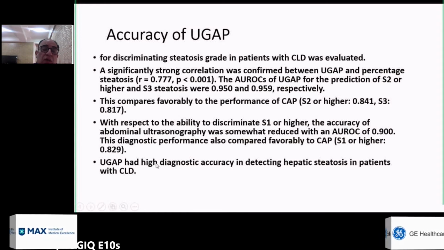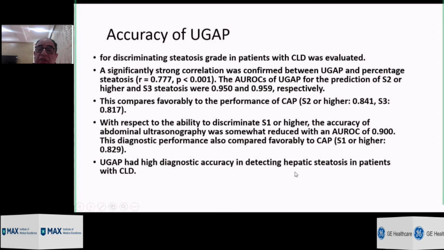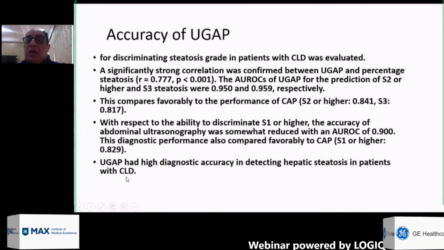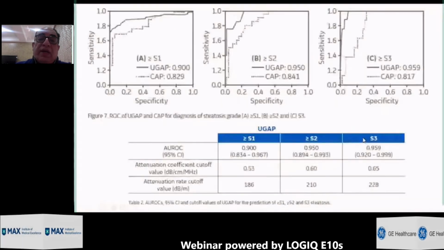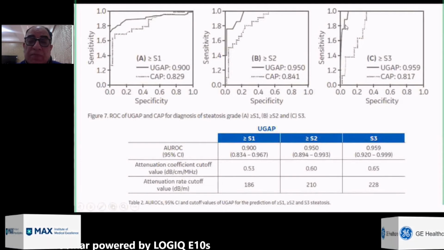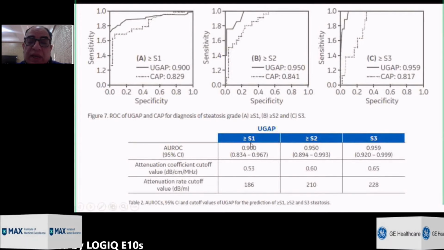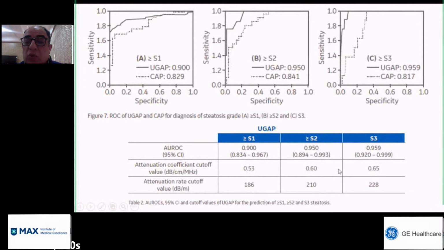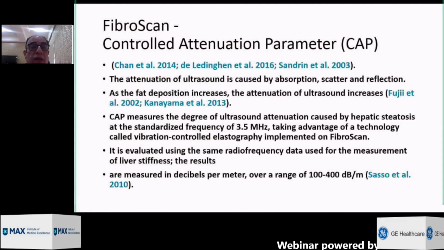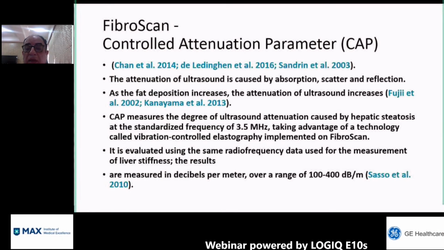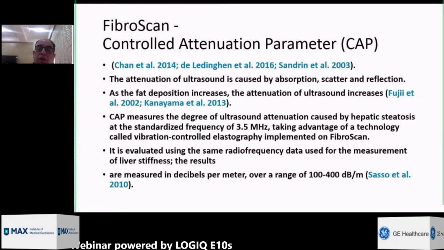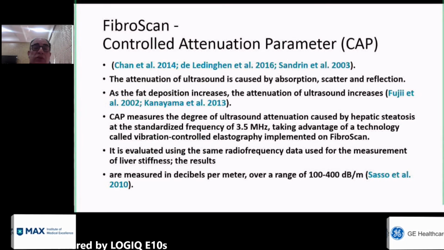UGAP also has a high accuracy in detecting hepatic steatosis in patients with chronic liver disease. The area under the curve is more than 0.9, and you can see that there are already various studies which are telling us that. And you can see that this is again S1 more than 0.53, S2 more than 0.6, S3 more than 0.65. So this is again a comparison with CAP and pretty similar results, and also with MRI.